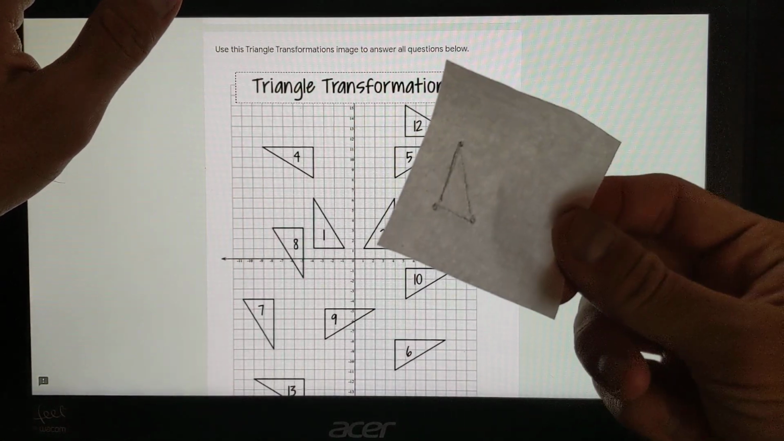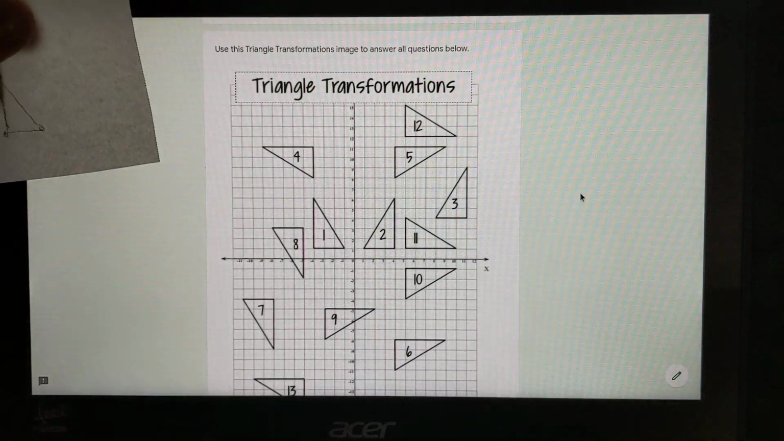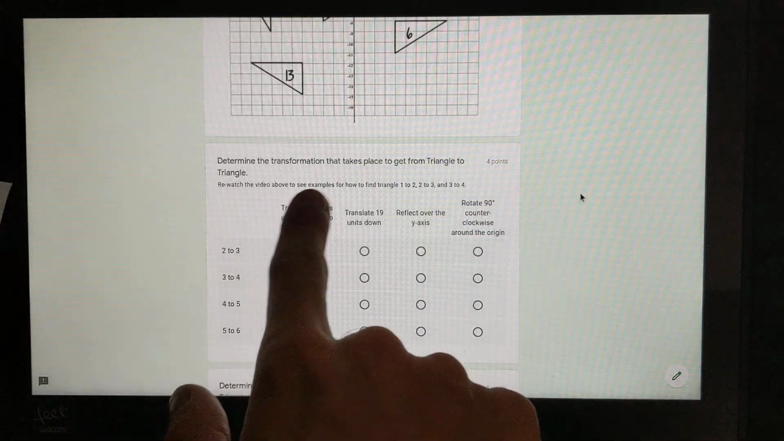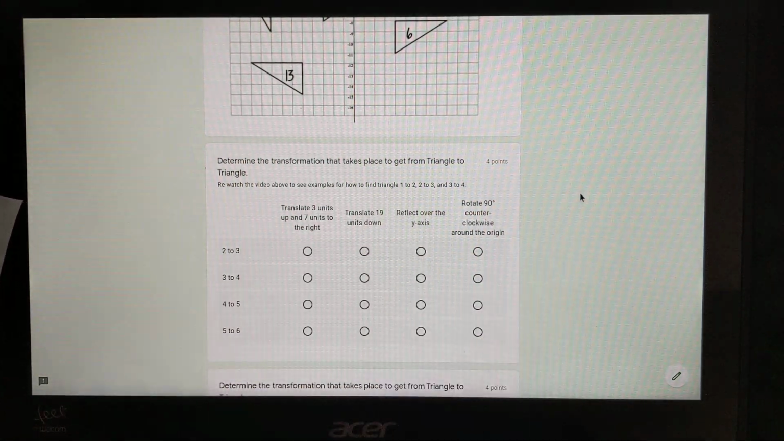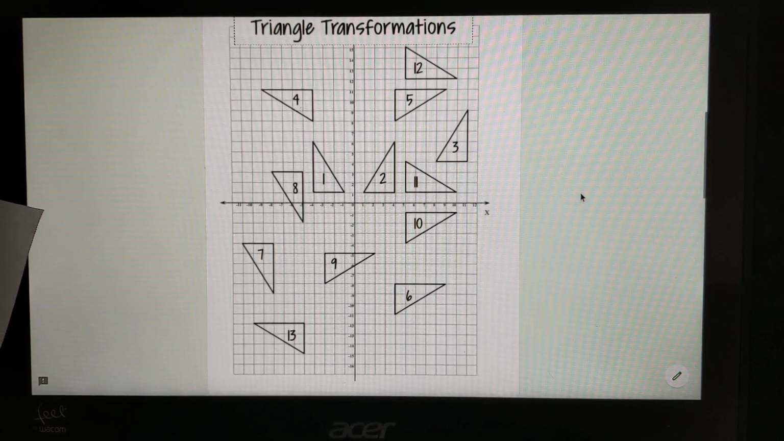Anyway, I'm going to give you guys an example here of what you're trying to do. If you see in the assignment, let me scroll down. You're going to determine how to get from triangle to triangle, such as 2 to 3, 3 to 4, and then you have to identify which movement or which transformation belongs to which triangle.